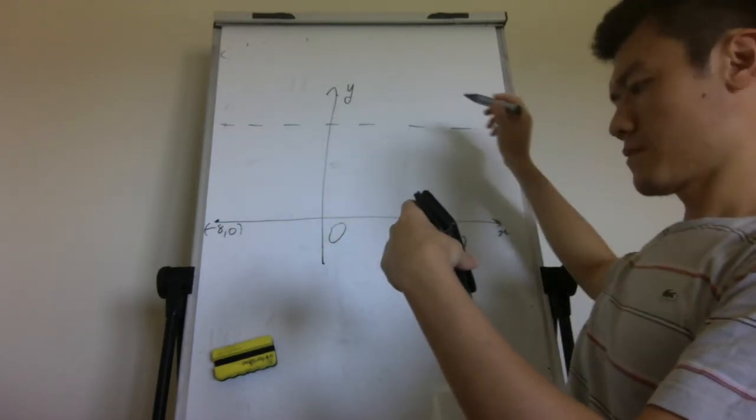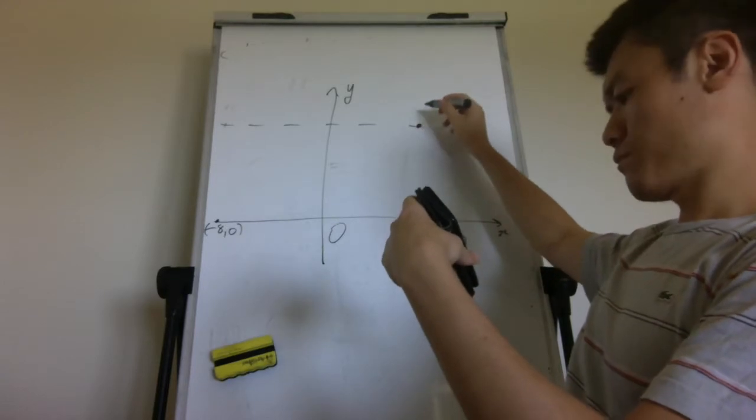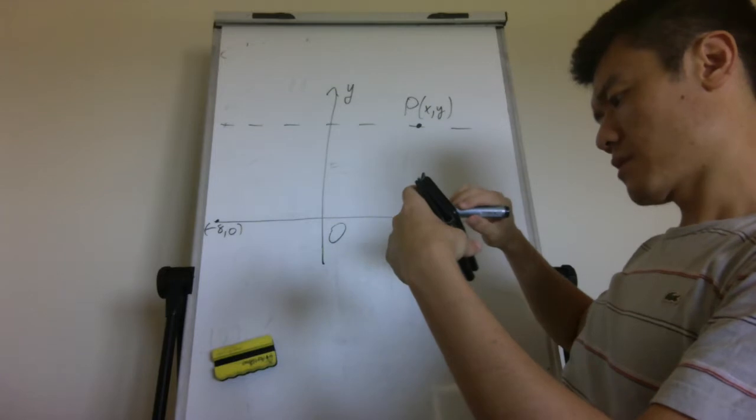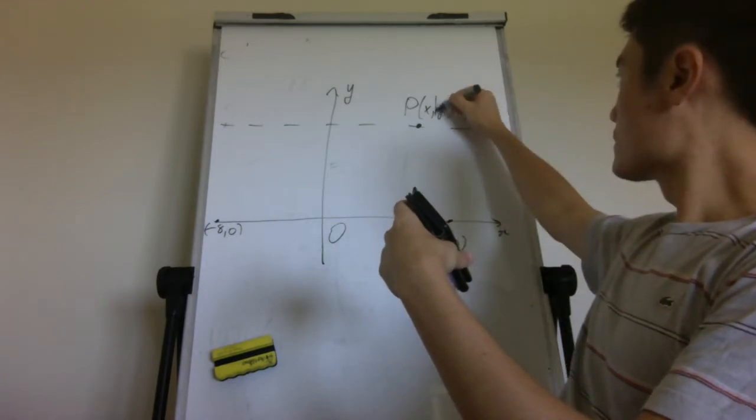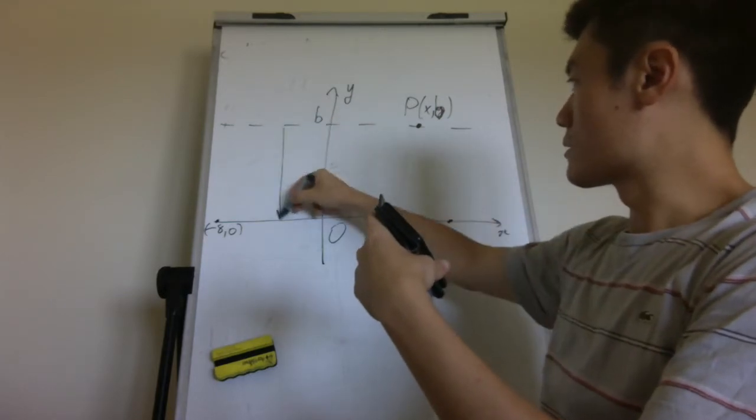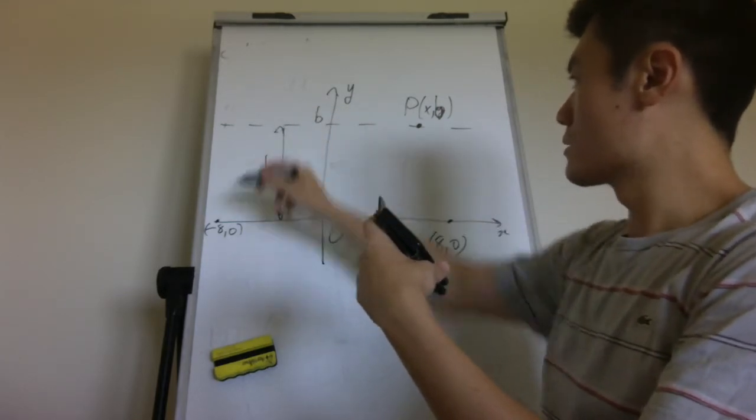Here, the point P, xy, no, xb, is fixed at a height b, and it said that this is the length b.